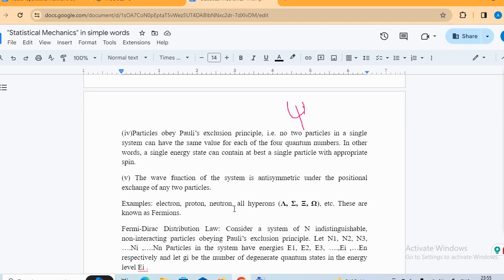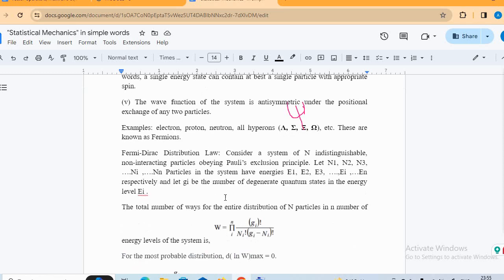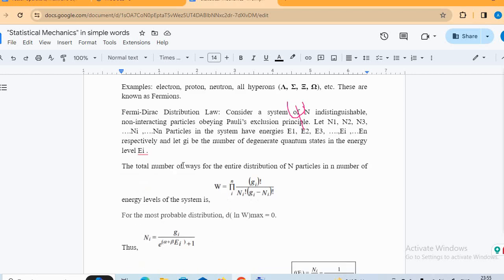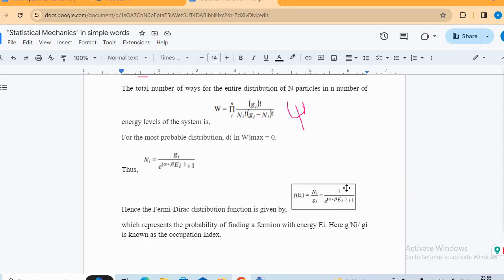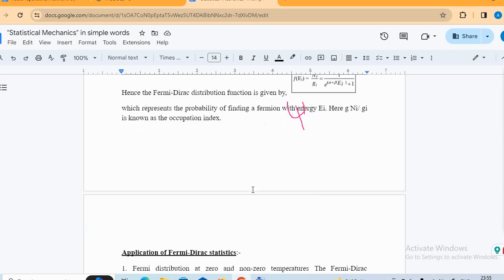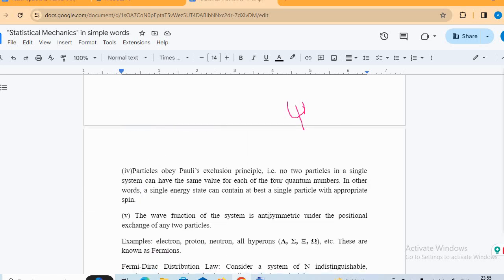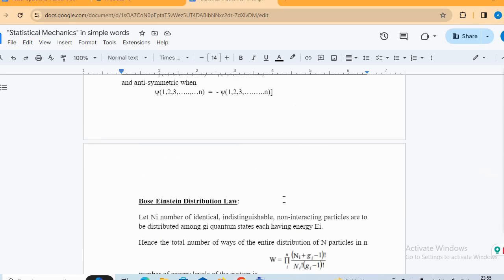Electrons, protons, neutrons and all hyperons are fermions. Just look at how to calculate this. The total distribution one can calculate by this for the fermion particles, and the most probable state can be achieved by differentiating this. So the occupation index is given by this, and the distribution function is given by this: 1 by e to the power alpha plus beta e, plus 1. So one can compile the whole part of this.